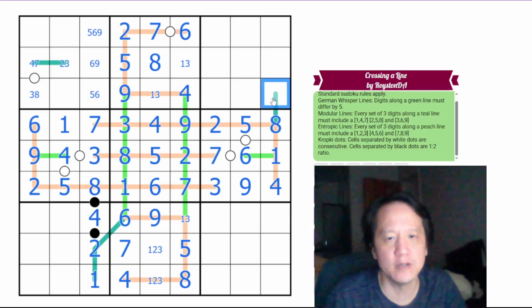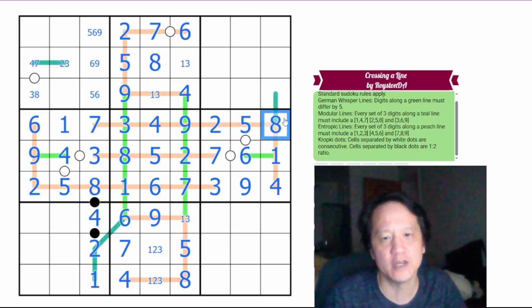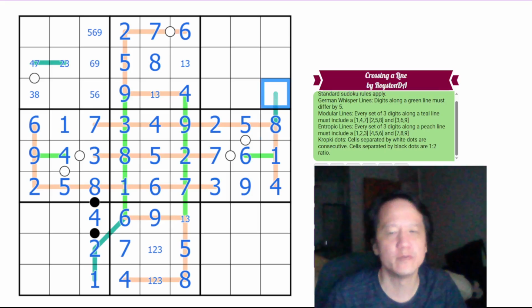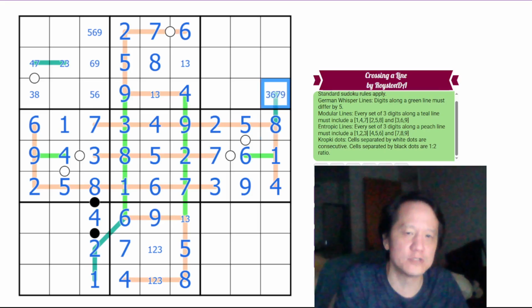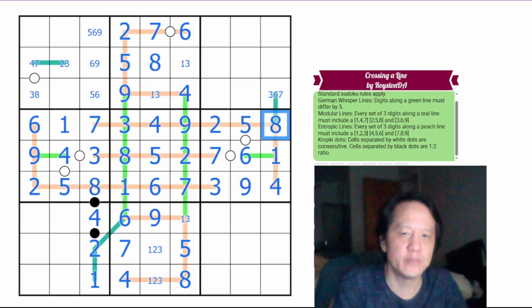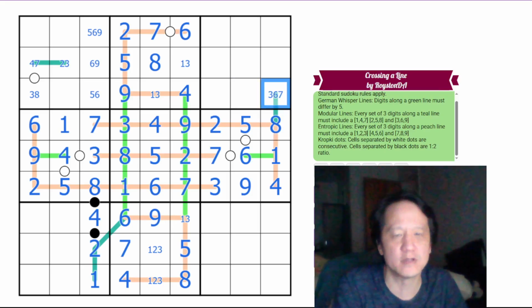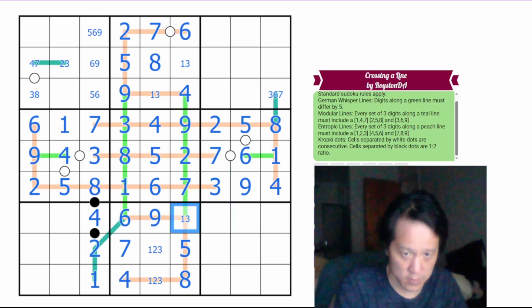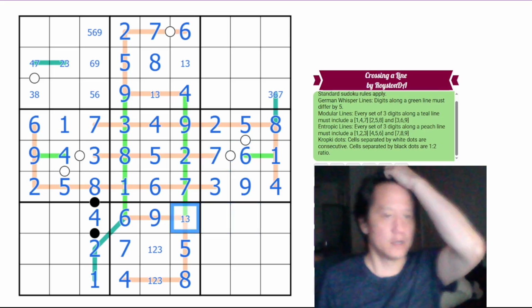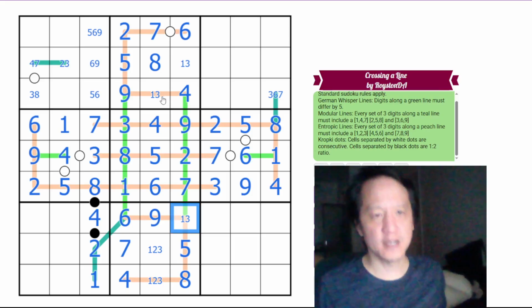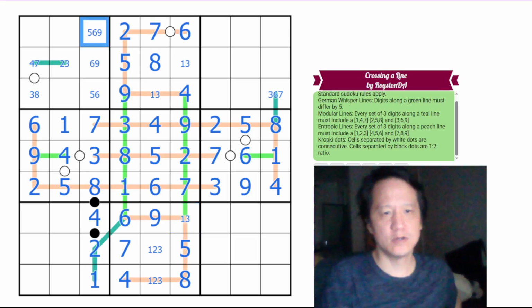This can't be 2 modulo 3 because of the 8 being there. So it must be 3, 6, 9, or 7. Cannot be 9, so it's 3, 6, or 7 there. What else do we have? This can't be 6 here.